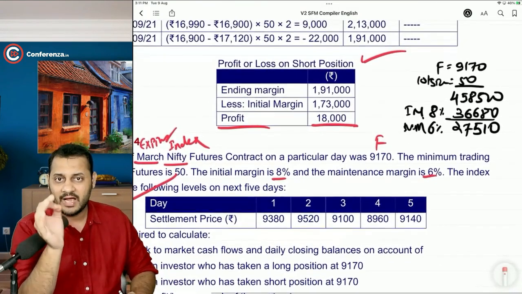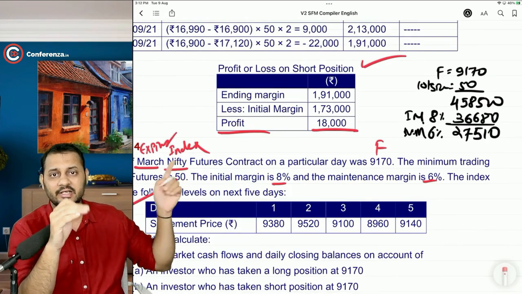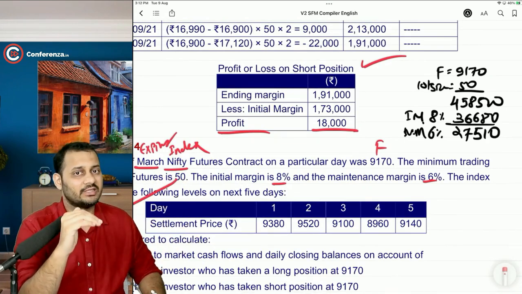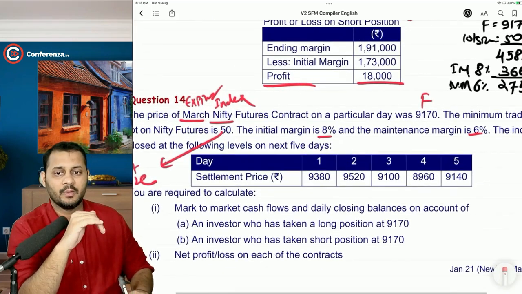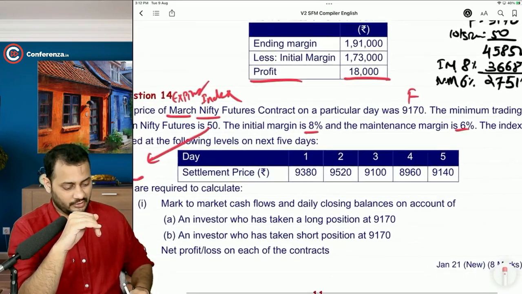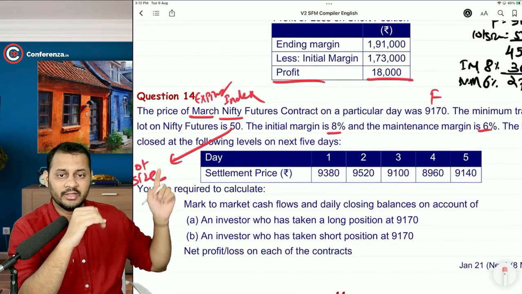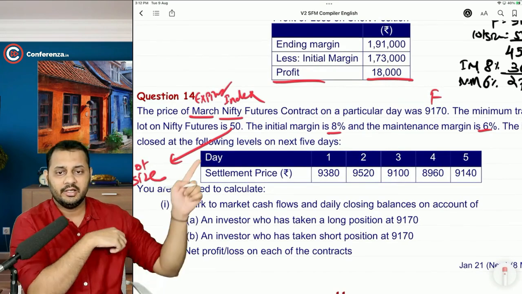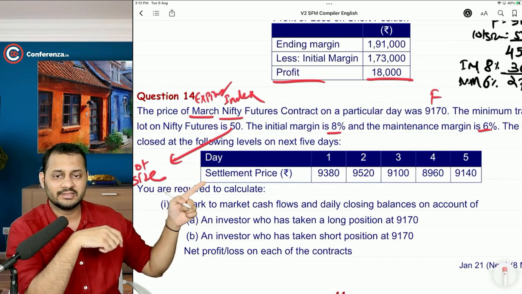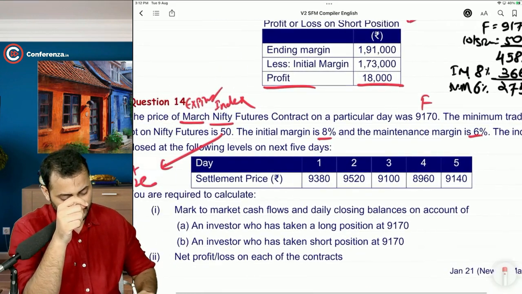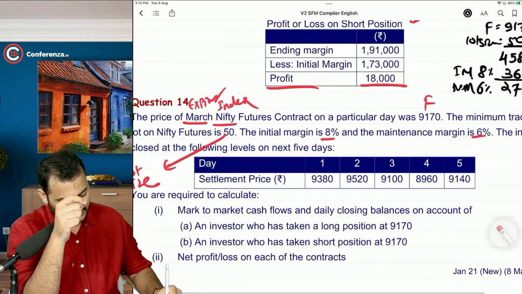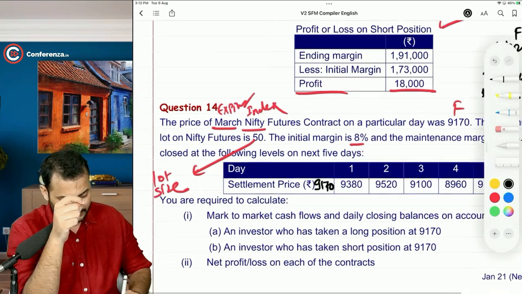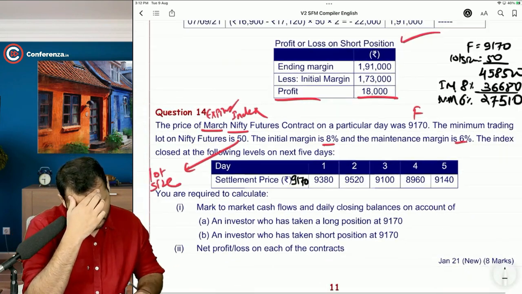Okay, so we have to deposit 36,680 to start the position, to start the contract, and we have to maintain 27,510. Okay, cool. Now what is happening? The index closed at the following levels on the next 5 days. Have a look. Day 1, 2, 3, 4, 5, and this is the settlement price. You started with 9,170. Understand? And you are a buyer. Are you a buyer or what? Okay.